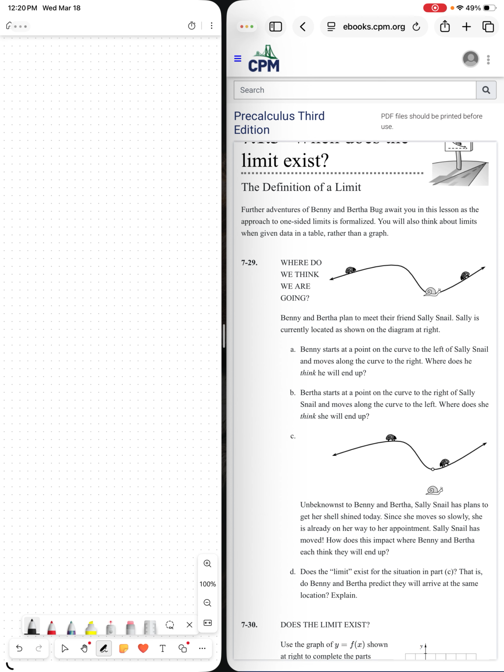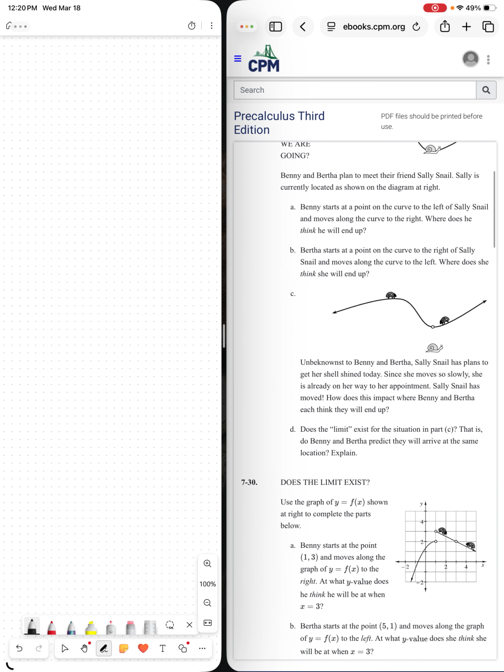That's where they're meeting. So Bertha starts at a point on the curve to the right of Sally Snail and moves along the curve left, right? Where does she think she will end up? At Sally Snail. So if we look at C here, unbeknownst to Benny and Bertha, Sally plans to get her shell shined, and since she moves slowly, she is already headed to her appointment. So she has moved. She's no longer there.